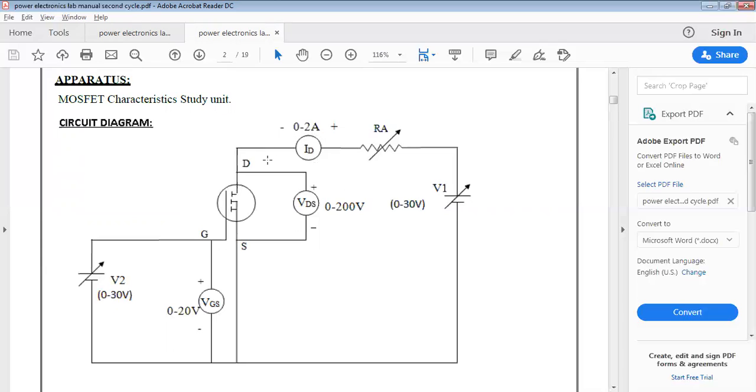Since no current is flowing, if you observe the circuit, the drain of the MOSFET is the same as the positive of the input power supply. Similarly, the source of the MOSFET is the same as the negative of the power supply. Thus, the voltmeter will show a reading equal to the supply voltage. So we have to adjust the supply voltage such that this voltmeter shows 10 volts. That means we have adjusted the voltage to 10 volts.